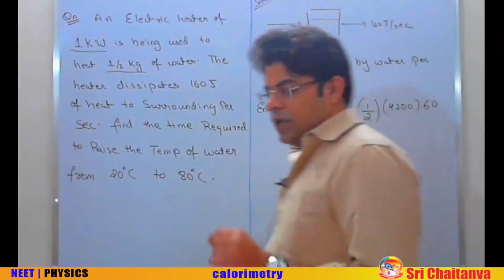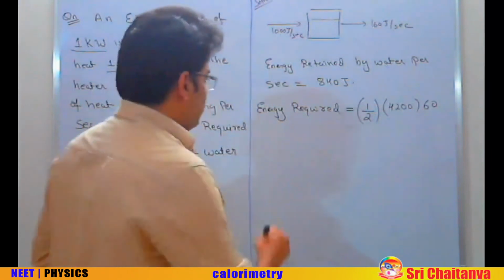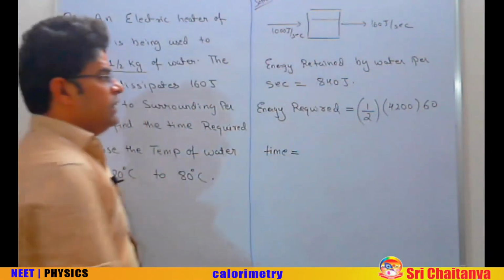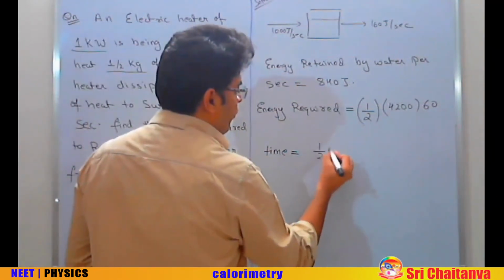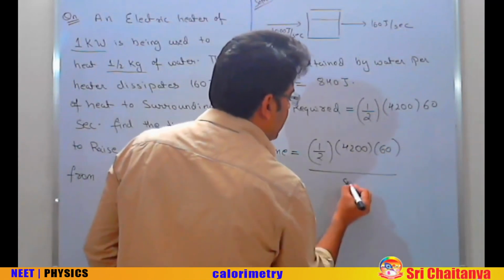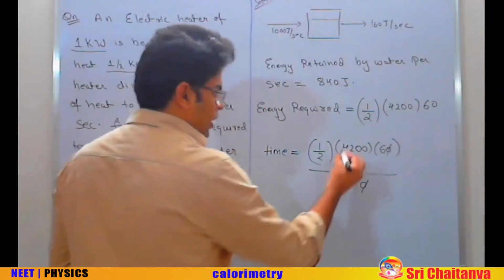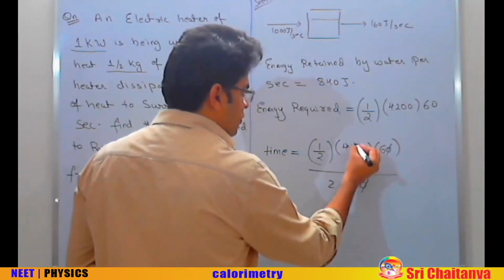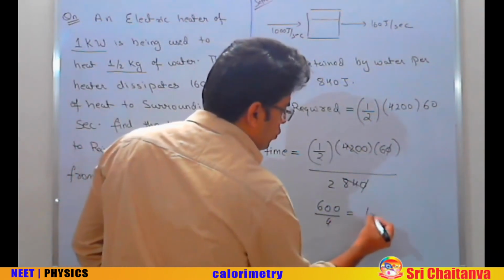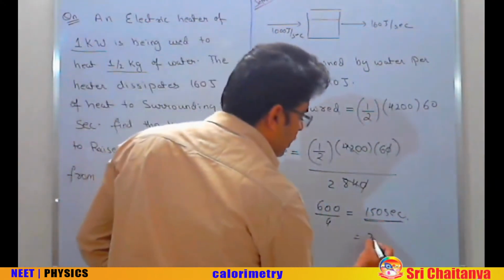The heat supplied per second is 840 and the amount of heat required is this much. So the time taken for temperature to increase from 20 to 80 is the amount of heat required upon the heat supplied per second. So when you do this, cancel out 10 with 10. Here 42 and 84, you get a 2. Here this becomes 600 by 4. That comes out to be 150 seconds. And 150 seconds is 2 minutes 30 seconds.